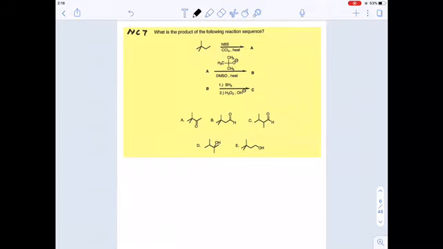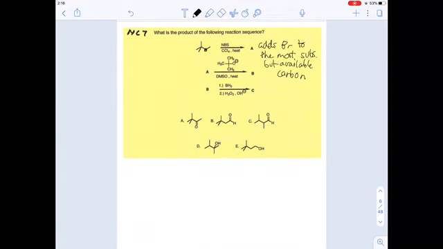Okay, so multiple choice 7 says, what is the product of the following reaction sequence? So the first thing you have to do is go one by one and figure out the answers. So A is the free radical bromination of an alkane, and that's going to add a Br. Let me write it in. It adds a Br to the most substituted but available carbon. So obviously this carbon over here, it can't add to because there's already 4 bonds on it. So the next most substituted is this one over here.